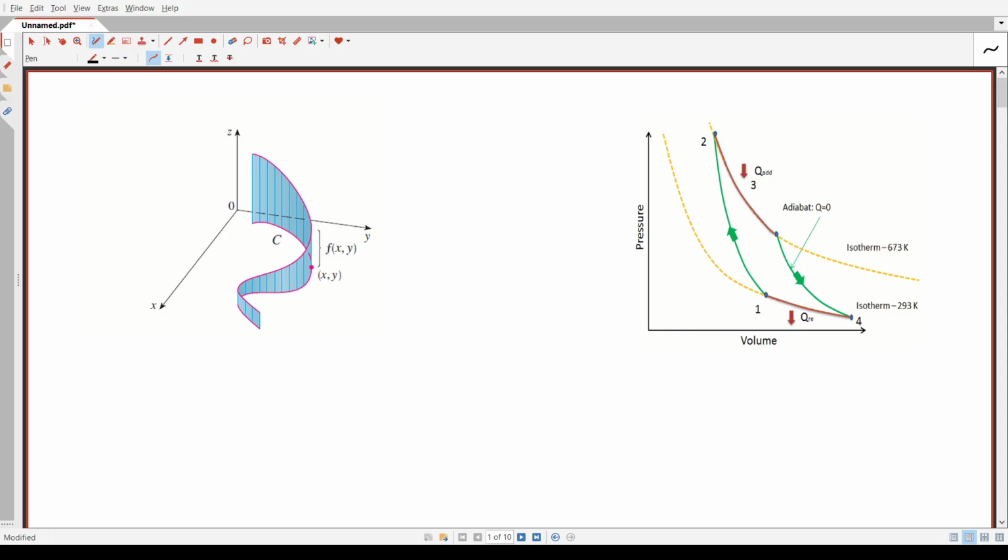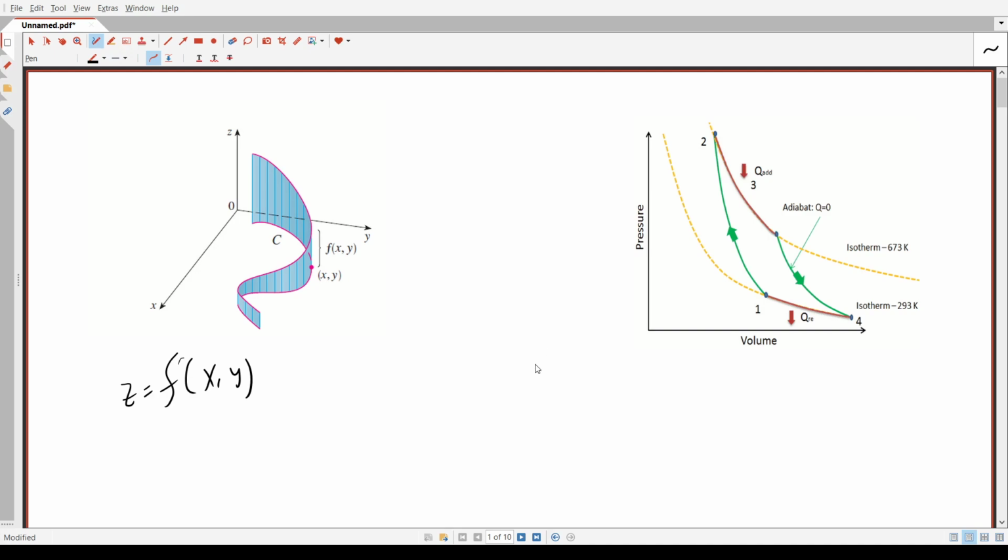Okay, so we're going to start. There's two types of line integrals. There's line integrals for a scalar function. So this is like if we have a surface, if we have some function f of x and y, right? And this just gives us some surface like this. Okay, we can do a line integral with this, or we can do a line integral for a vector function. And we'll talk about those in a second.